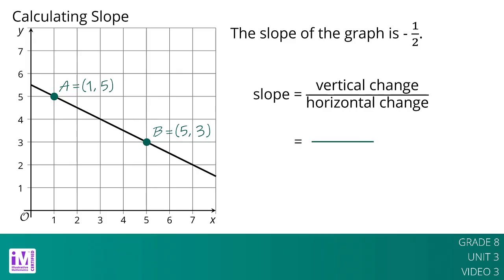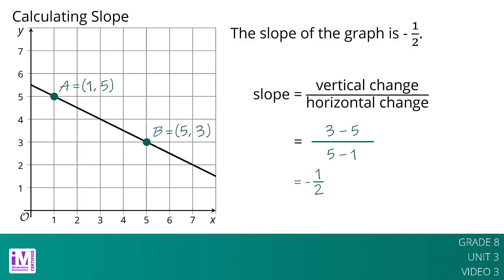Between points A and B, the y value change is 3 minus 5, and the x value change is 5 minus 1. This means the slope is -1/2, which is the same as what we found using the slope triangle. Notice that in each of the calculations, we subtracted the value of point A from the value of point B.